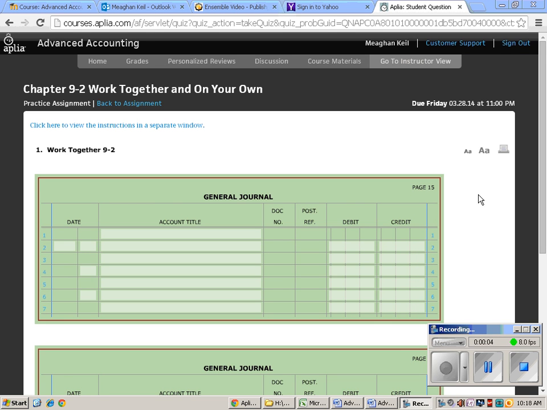Today we are going to do 9-2 work together. Let's see. So 9-2 work together is going to be on page 271. What we are doing here is talking about prepaid expenses. For example, expenses that are paid in one year, but you don't use them until another, are prepaid expenses. Your examples could be supplies, insurance, advertising, income tax, all that.